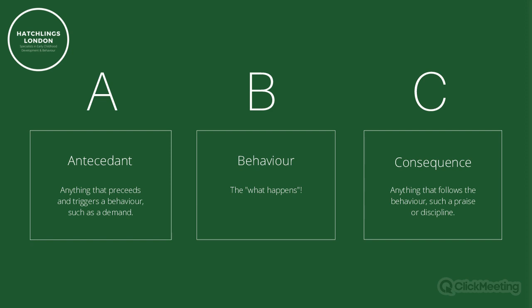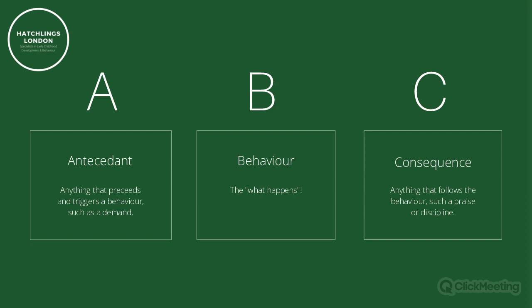The consequences are what follows immediately after the behaviour. It's about that really close proximity in time, because a lot of people think about consequences in terms of the next 5 minutes, but in behaviour terms we look at a really short time frame, immediately after the behaviour. So the consequence is anything that follows the behaviour. That could be praise, it could be discipline, it could be a whole variety of things. And when we look at those three, we can start to get a really nice picture of what's happening and why a child is behaving the way that they are.